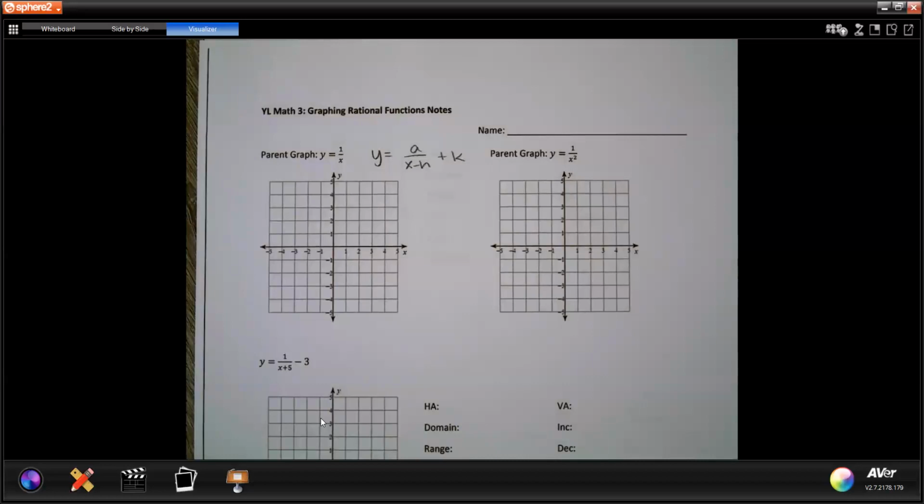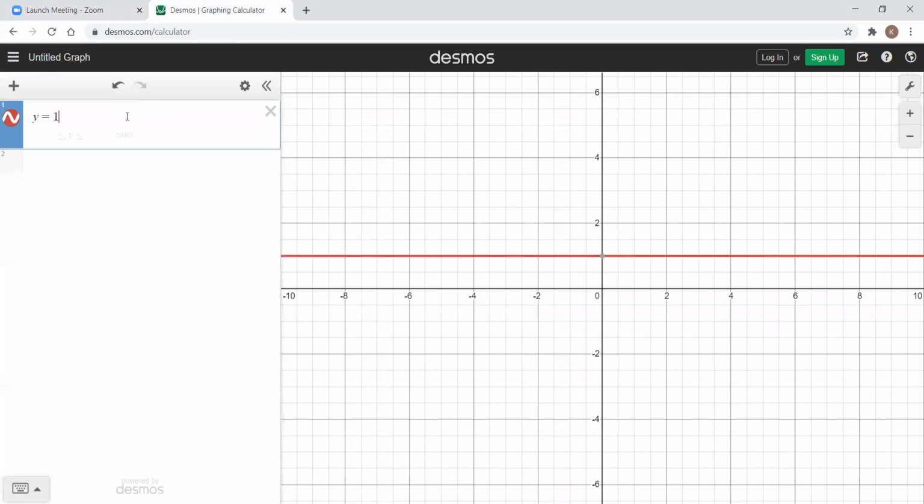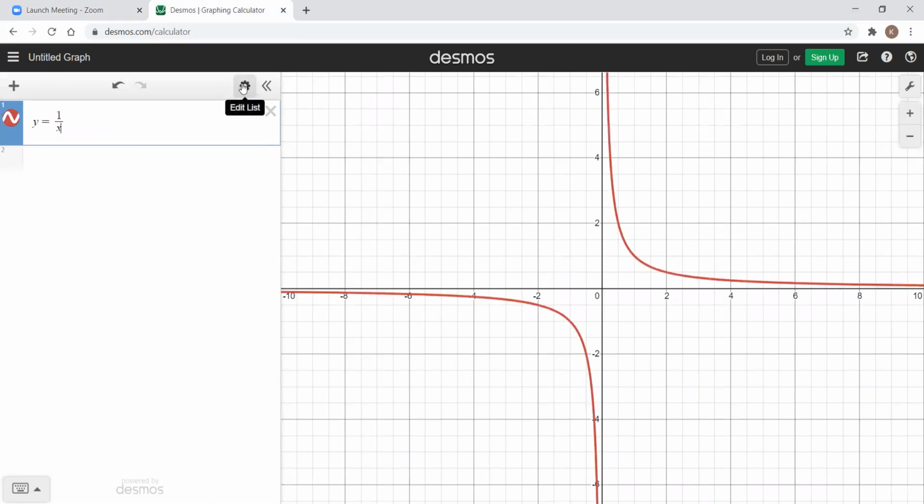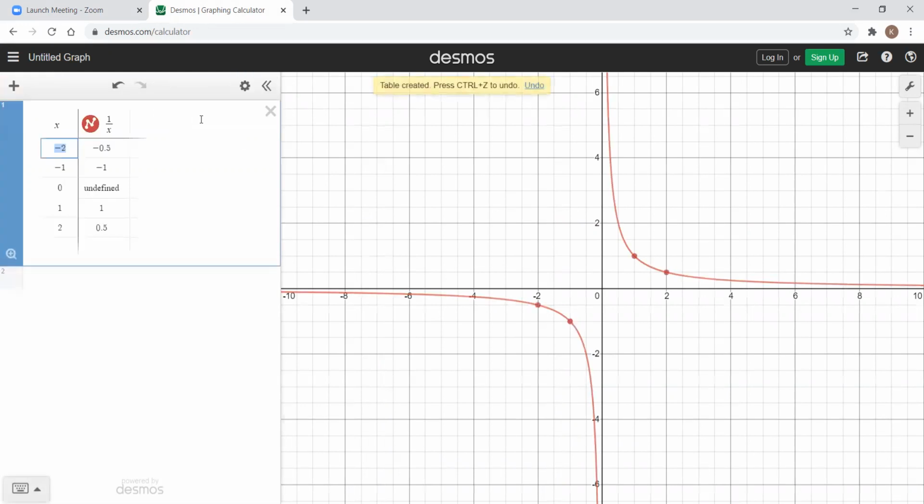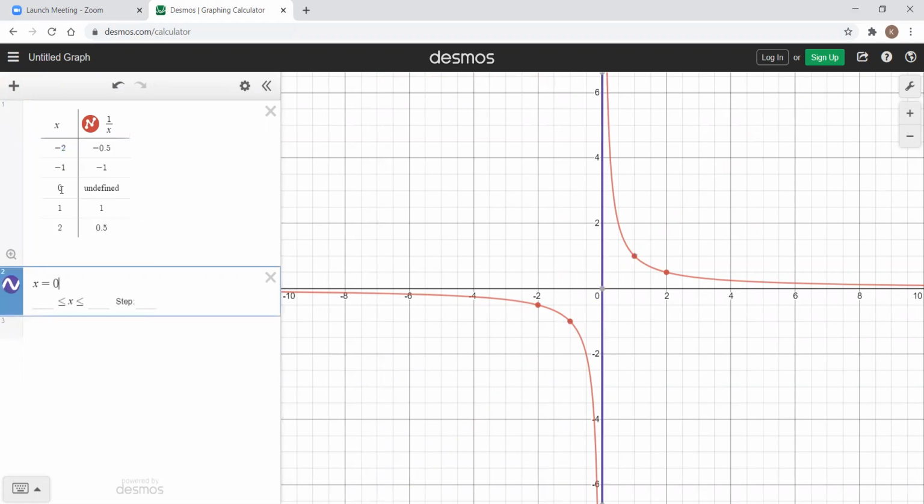So 1 over x looks like this. Just a friendly reminder, we can click up here to edit the list and turn it into a table. Whenever you're graphing this on Desmos, start off right here, look for the undefined part. That's actually where the vertical asymptote is. So if you graph the line x equals 0 in this case, you can see it's because of the 0. That's where that vertical asymptote is. And then do a couple points to the left, -1 and -2, +1 and +2. That'll be the points that you can graph easily when you graph it on your paper.